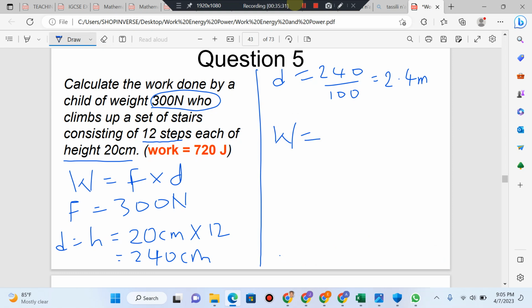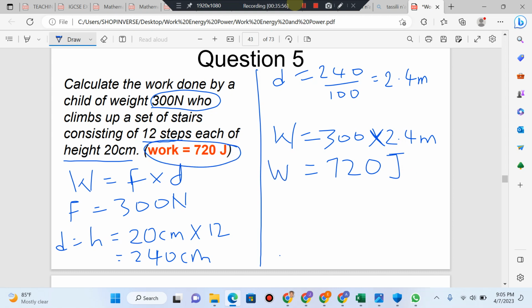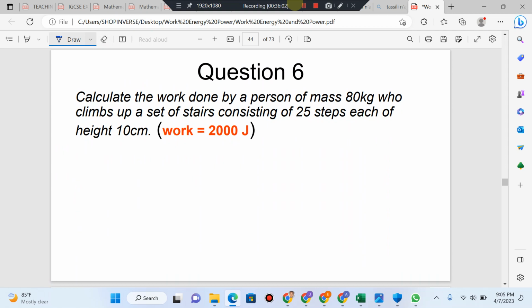Formula for work is force times distance. So work is equal to force. What's our force? Our force is 300 Newton. What is our distance? Our distance is 2.4 meters. 2.4 multiplied by 3, you get 7.2. So that means 2.4 multiplied by 300 will give us 720 joules as the work done. Is your answer correct? Yes, your answer is correct. Let us move to the next one.